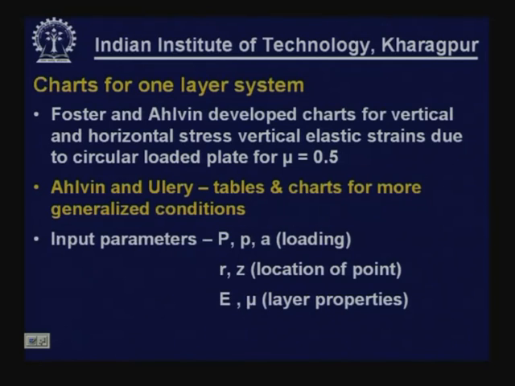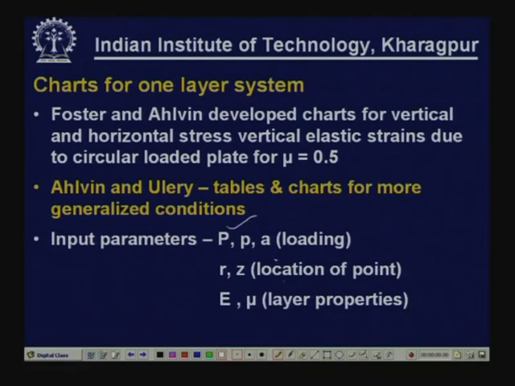Subsequently, Alvin and Ullery developed more generalized solutions and presented them in the form of tables and charts. The input parameters to be considered for solving elastic half space will be the load that is applied and the contact stress. Once we have these two parameters, we can of course calculate the radius of the load contact area, assuming this to be a circle, and the location of the point at which we are trying to analyze stresses and strains, and of course the elastic properties of the layer, that is the elastic modulus value and Poisson ratio value of the layer.